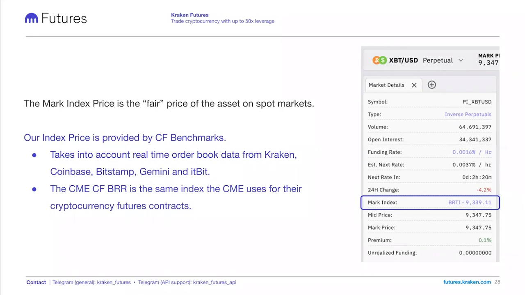Our index takes into account the real-time order book data from Kraken, Coinbase, Bitstamp, Gemini, and Itbit. And you can see it on the platform. We'll show it to you both in the live and demo platforms. It's here called Mark Index. So Mark Index on the platform under Market Details will always refer to the fair price of the asset at the time on spot markets.